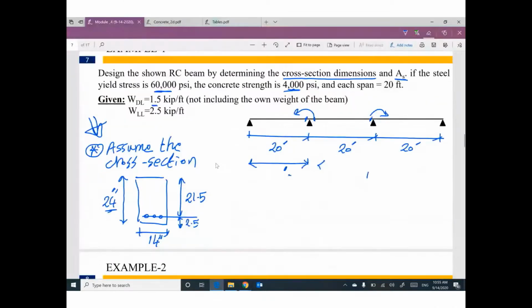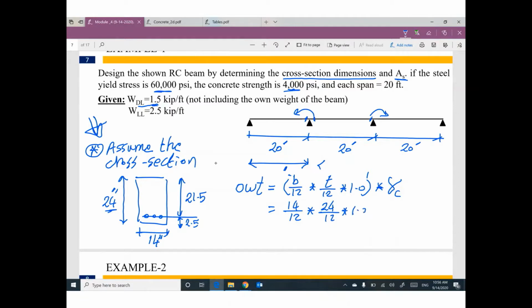Guys, this dead load does not include the own weight of the beam. So we need to figure out the own weight of the beam. Anybody remember last time? How can I calculate the own weight of a beam? Own weight equals B divided by 12 times T divided by 12 times 1 foot length times gamma of concrete. Do you remember?